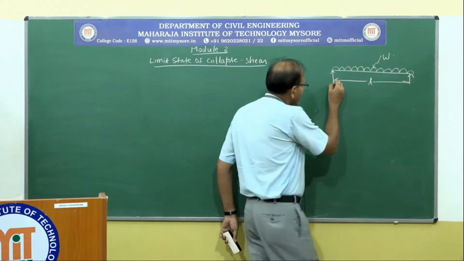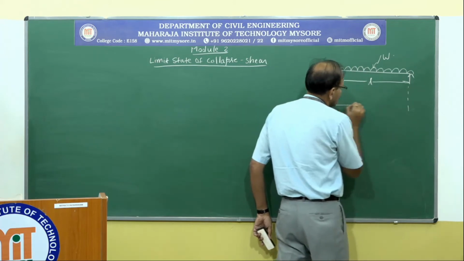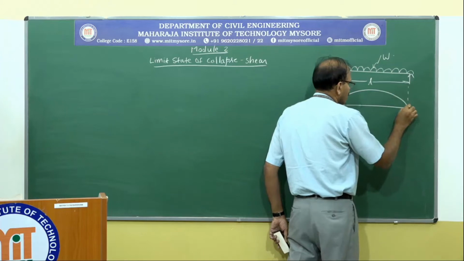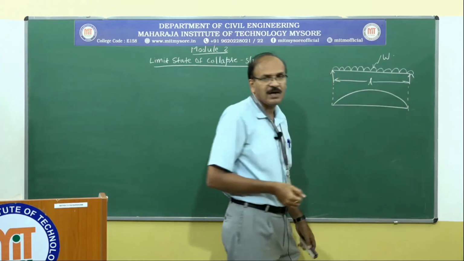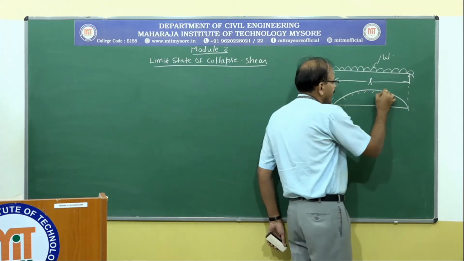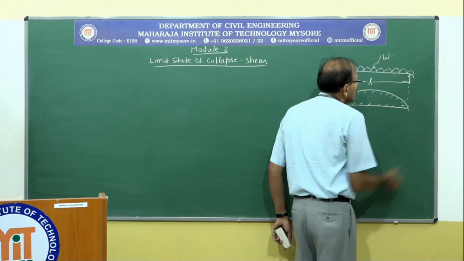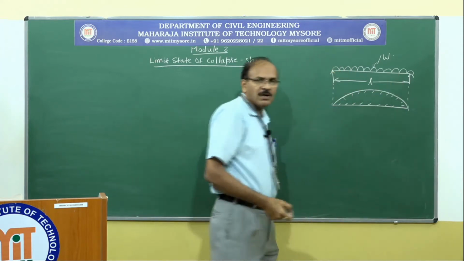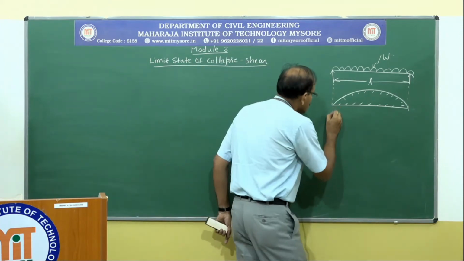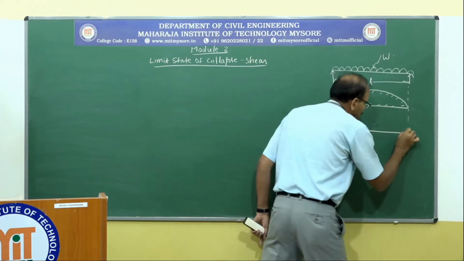If I draw a bending moment diagram for this, the bending moment diagram will come like this, where we get maximum bending moment at the mid span. So this is the bending moment diagram. So if I take this beam and if I assume this beam as a rectangular section, so what I see in the beam is this.